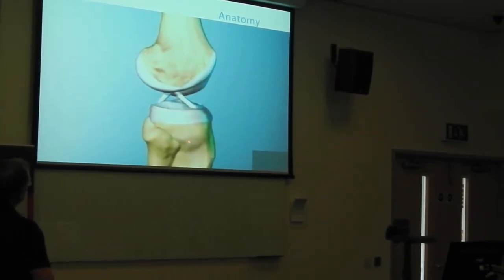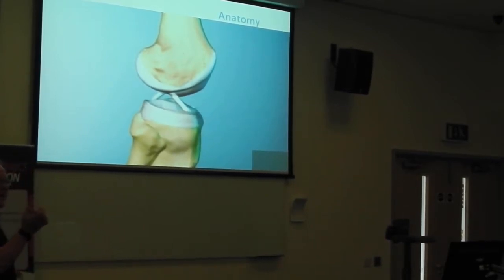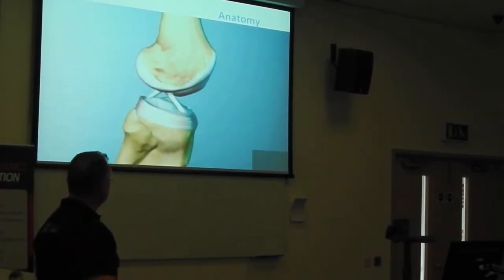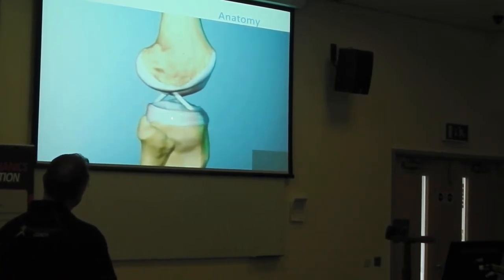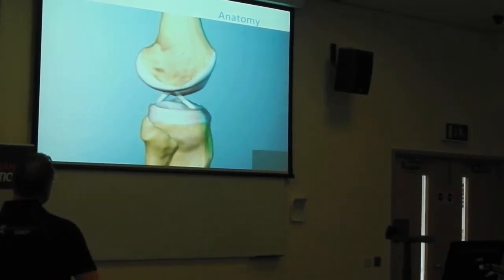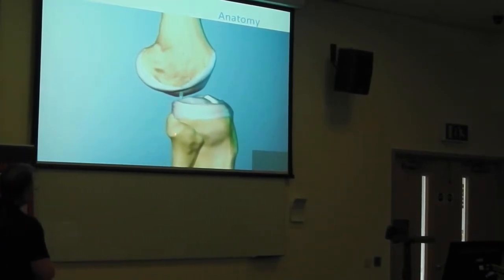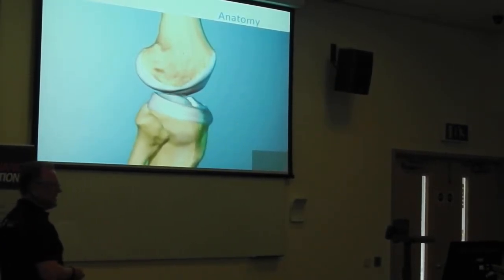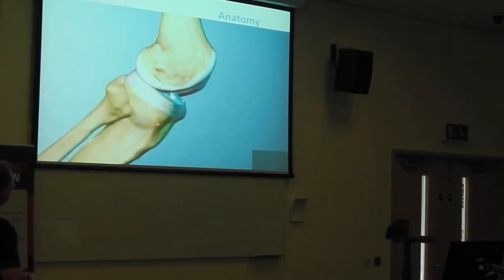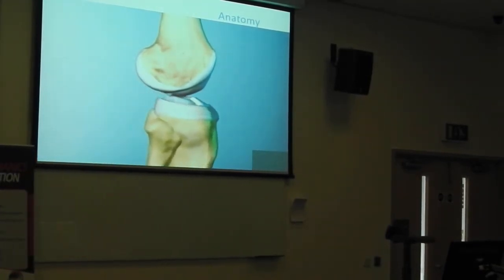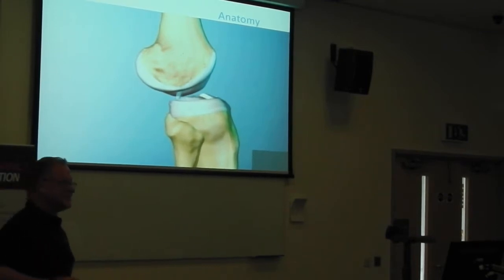The anterior cruciate limits anterior translation. It also has a role to play in limiting the rotation component. And the PCL will help to limit more of the posterior translation. If you don't have an anterior cruciate ligament, the tibia is more likely to translate anteriorly. If you don't have a posterior cruciate ligament, it's more likely to translate posteriorly.